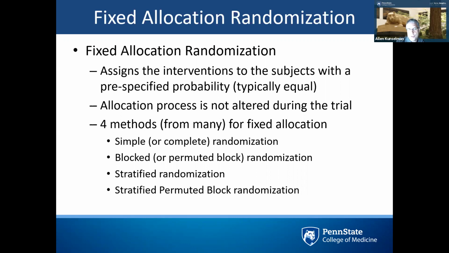There are many methods of fixed allocation, and I'm going to talk about four of them very briefly. There's simple or complete randomization, blocked or permuted block randomization, stratified randomization, and stratified permuted block randomization.